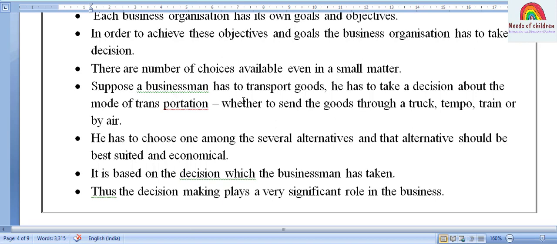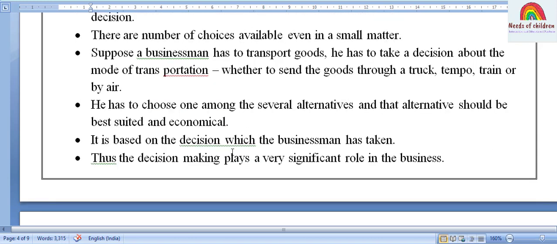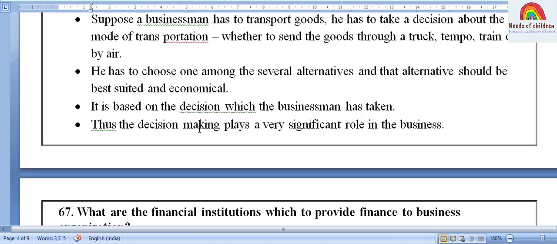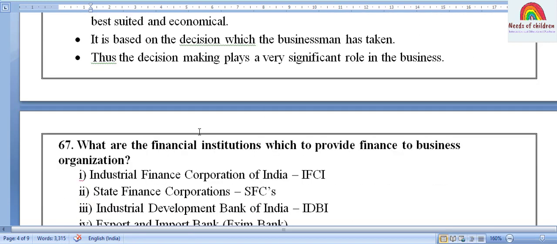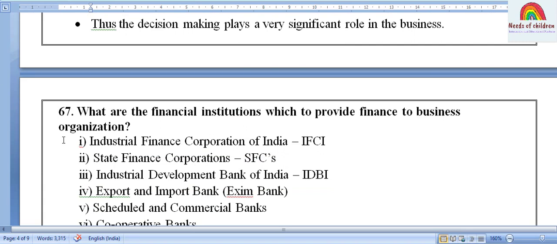Suppose a businessman has to transport goods. He has to take decision about the mode of transportation, whether to send the goods through a truck, tempo, train or by air. He has to choose one among the several alternatives, and that alternative should be best suited and economical. It is based on the decision which the businessman has taken. Thus, the decision making plays a very significant role in the business. So, these are the points for the answer. So, let's move on to next question.